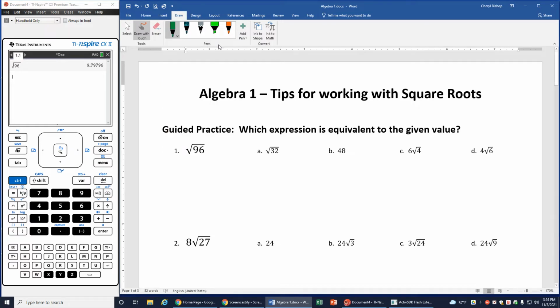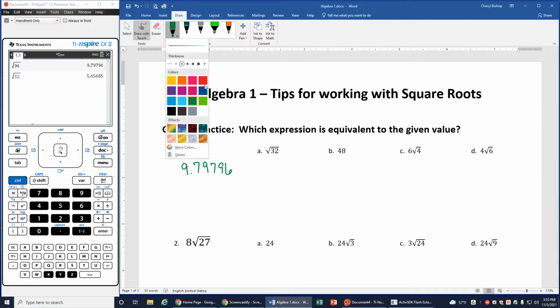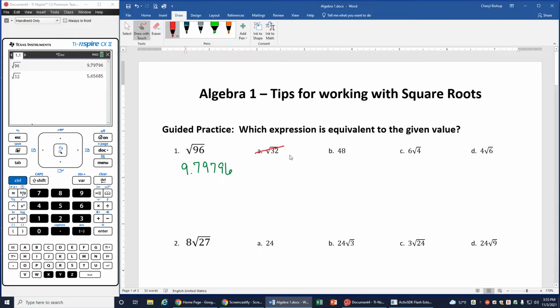Let's go with green for the square root of 96. So it is 9.79796. And then I'm going to check these and see which one gives me that same exact value. So for A, the square root of 32, I'm going to hit Control, x squared, and I can see I have my square root of 32. And when I do that, I can see I do not get the 9.79796. So that is an answer choice I can eliminate.